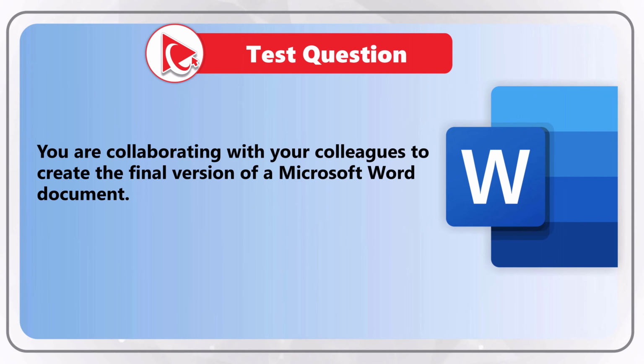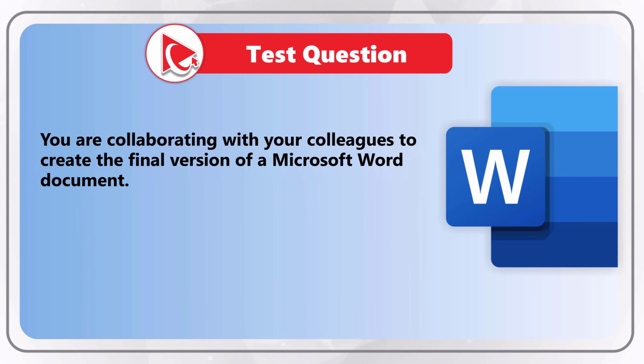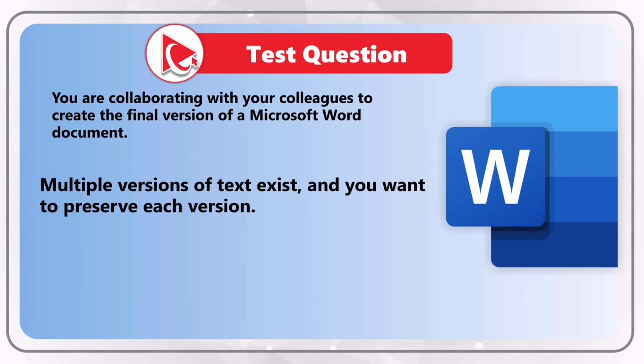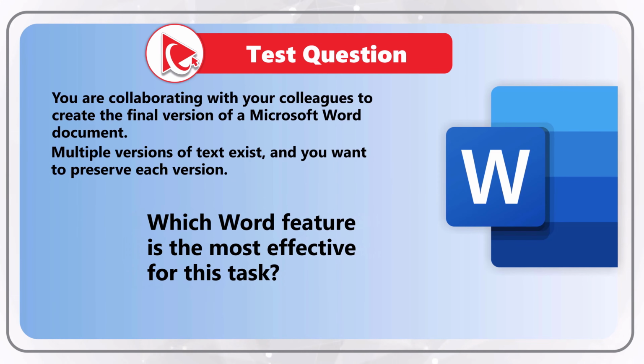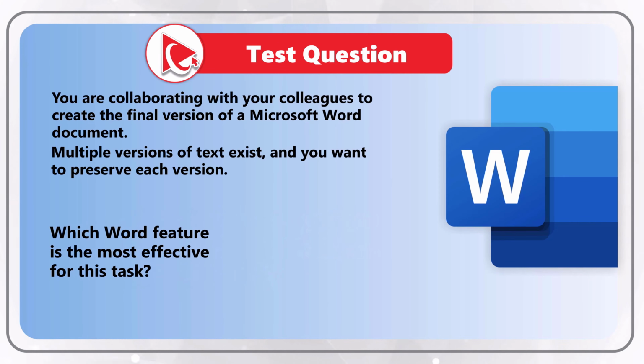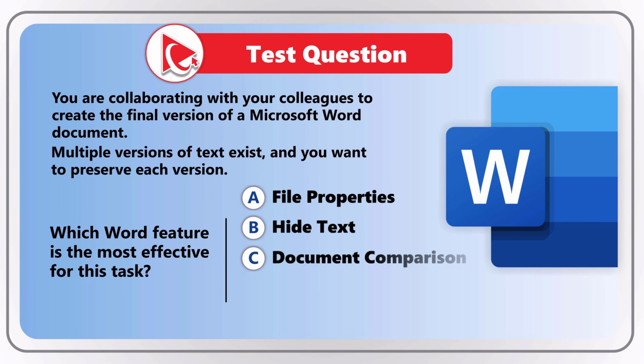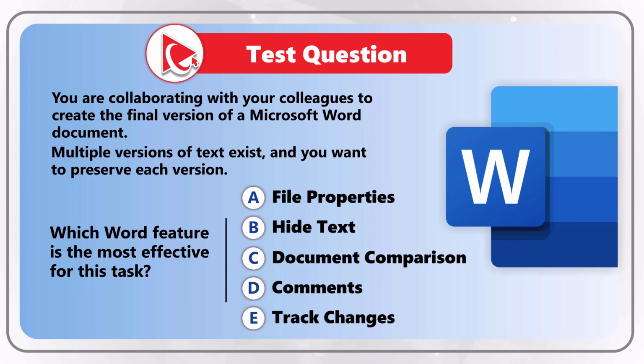Here's the question. You're collaborating with colleagues to create the final version of a Microsoft Word document. Multiple versions of text exist, and you want to preserve each version. Which Word feature is the most effective for this task? And you're presented with 5 possible choices. Choice A, file properties. Choice B, hide text. Choice C, document comparison. Choice D, comments. And last but not least, choice E, track changes. Take a close look to see if you can answer this question.